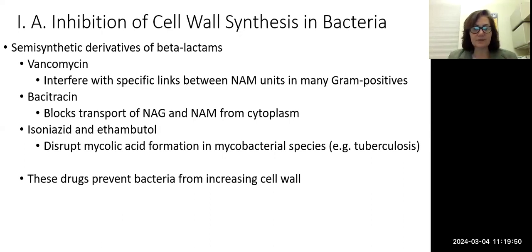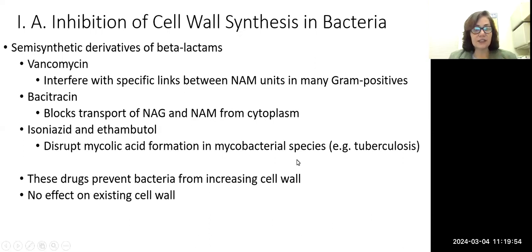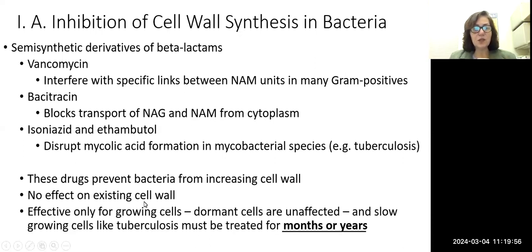Here's the tricky thing. Some of the bacteria reproduce very, very slowly. So it's effective only on growing cells. So the dormant cells are unaffected. And these slow growing cells, like tuberculosis, is notorious for being slow. Its generation time, if memory serves, is something like a couple of generations in a day, which I know sounds really fast, but it's ridiculously slow for bacteria.